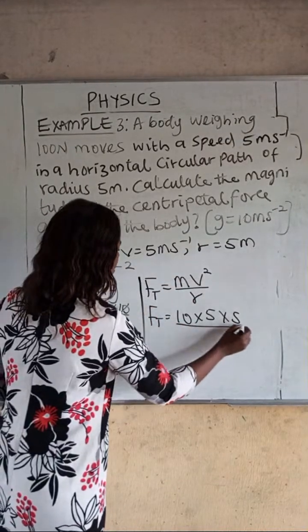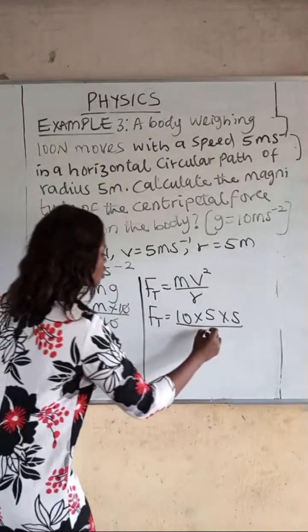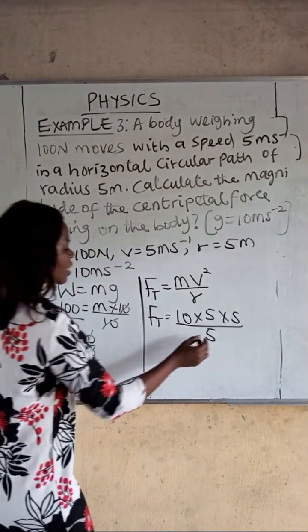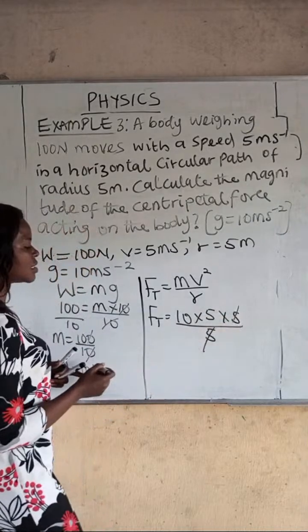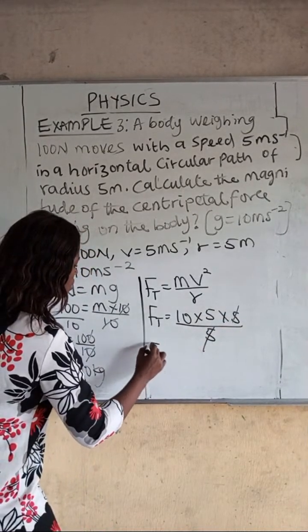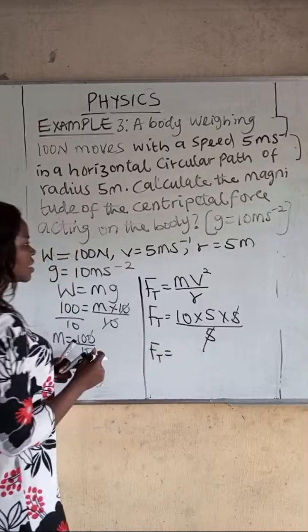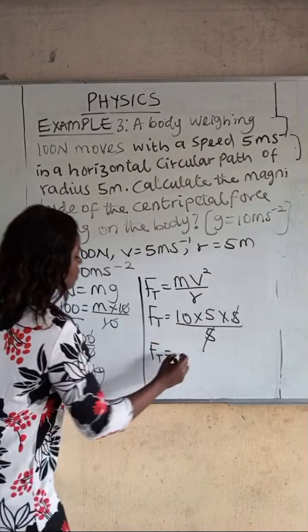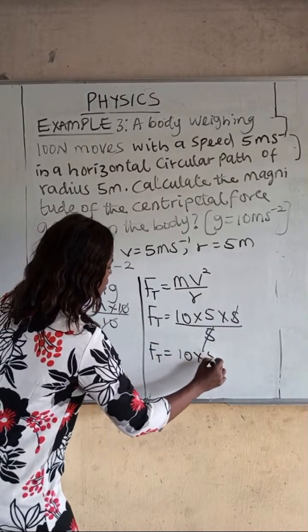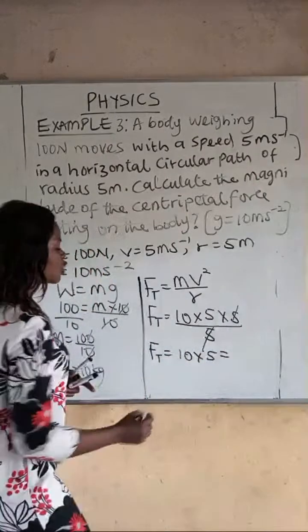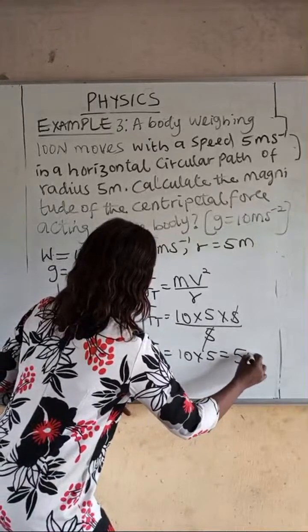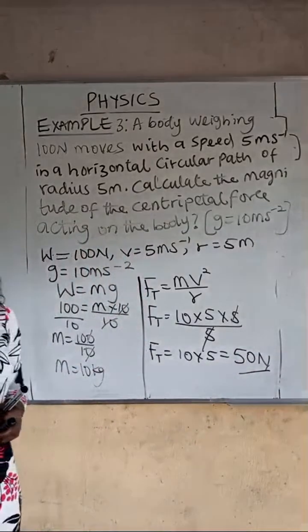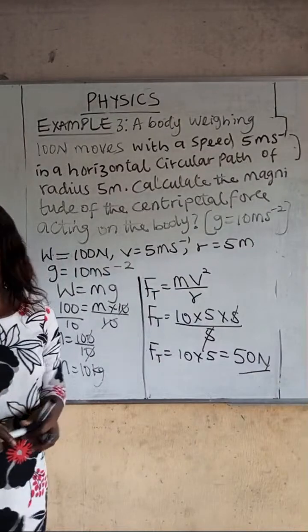I divide both sides by the radius, which is 5. Do we understand? So by the time I cancel this, 5 cancels itself. So my centripetal force is equal to 10 times 5, which is going to give me 50 Newton. Do we understand? Okay.